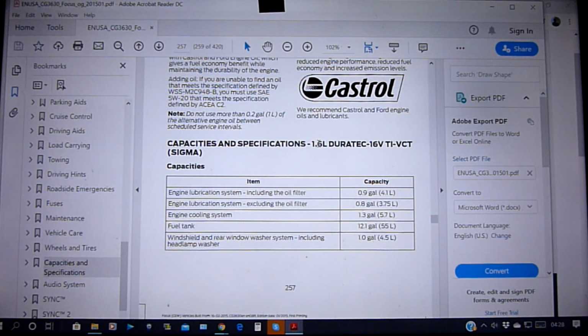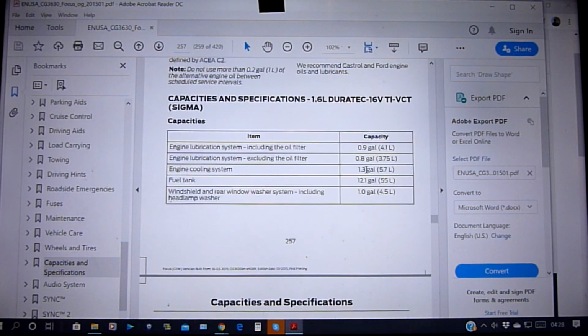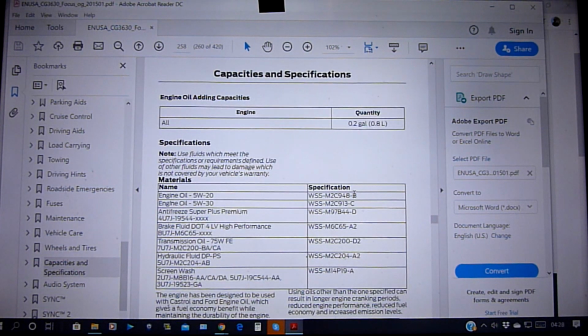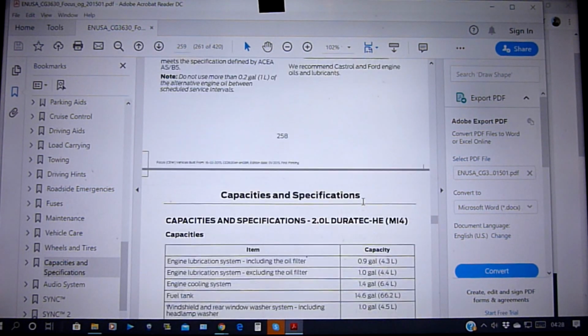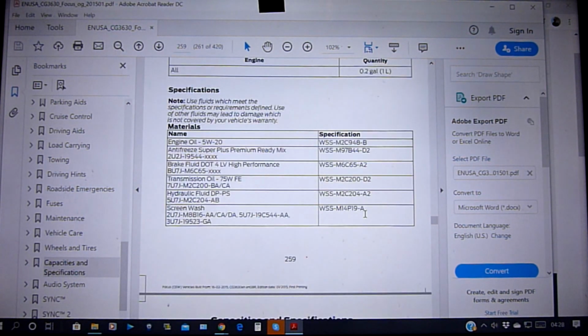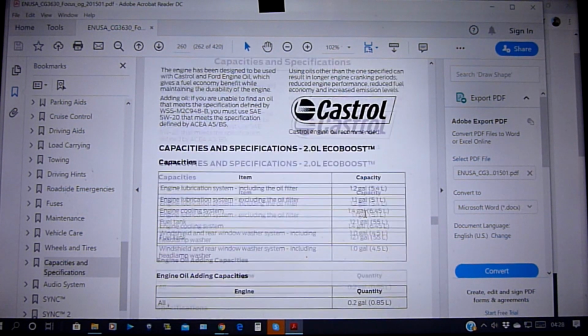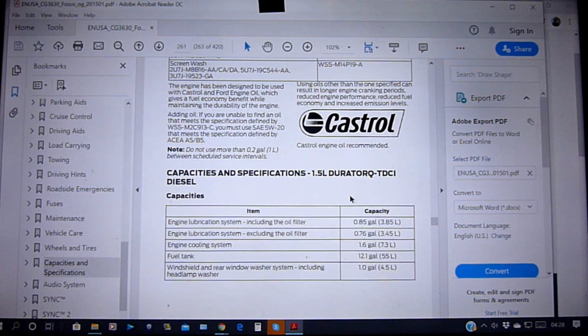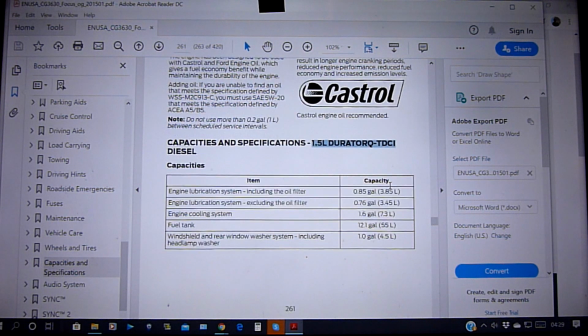Going down, we've got the 1.6 litre Duratec, and again, that's going to be slightly different. It's got that B number again. 2 litre, so higher kind of engine power. Going down again. Let's keep going. This is my one. So you've got to be very accurate what you're doing these days. There's no room for errors. 1.5 Duratec, that's the one.